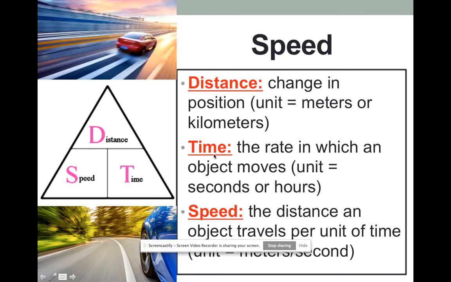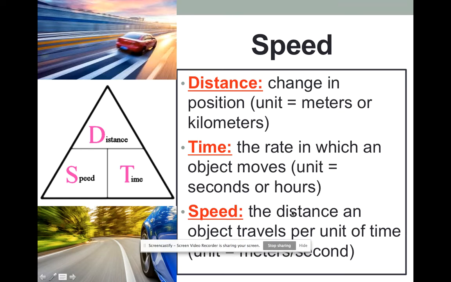Then we also have time. That's a big part of speed. Remember, distance and time. Time is the rate at which an object moves. So some different units would be seconds, hours, minutes. That's about it. Although you do have months and years, I don't think anything can travel for that long without running out of gas. It would have to stop eventually. So seconds, minutes, and hours, those are the units of time.